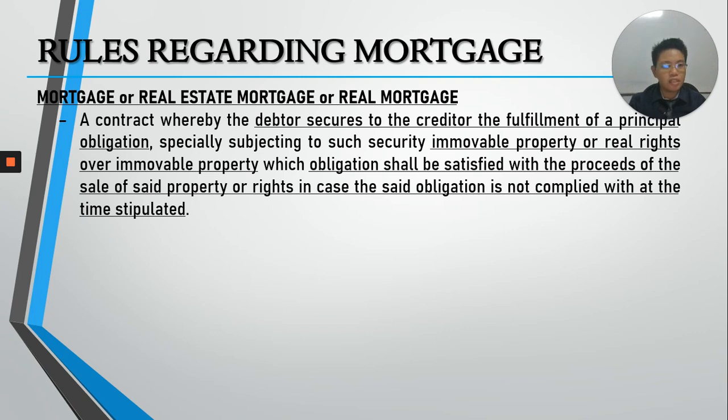Now, if the obligation is not complied with at the time stipulated or the principal obligation is not satisfied within the time stipulated, yung immovable property or yung real rights over immovable property will be sold at a foreclosure sale, and the proceeds in the foreclosure sale of the property sold will be used to satisfy the claim of the creditor. So, if nakabayad naman on time, if the principal obligation is fulfilled, obviously the mortgage on the property will be canceled. So yun ang real estate mortgage. So meron kang utang, you secure payment with an immovable property.